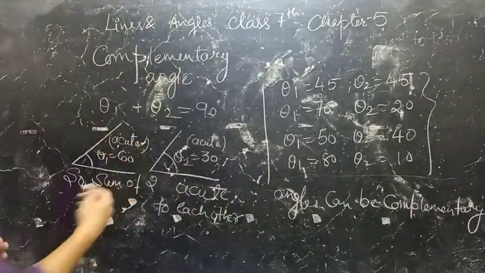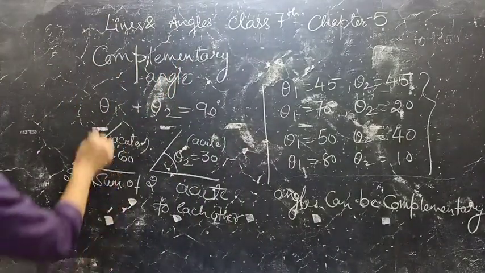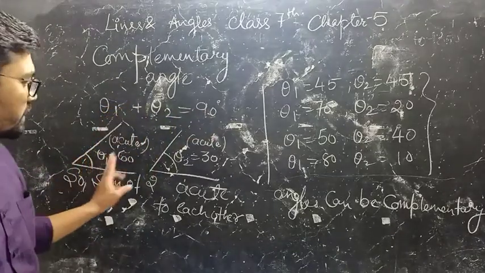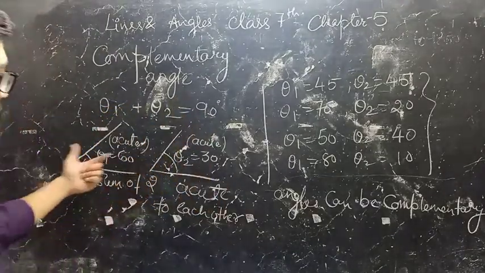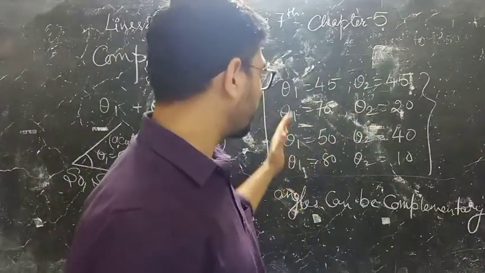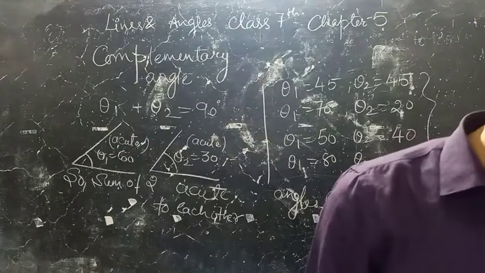So the basic concept behind complementary angles is that the summation of two angles is equal to 90 degrees. Okay, like 60 plus 30 will give you 90. That means these two are complementary angles. Okay, note it down fast.